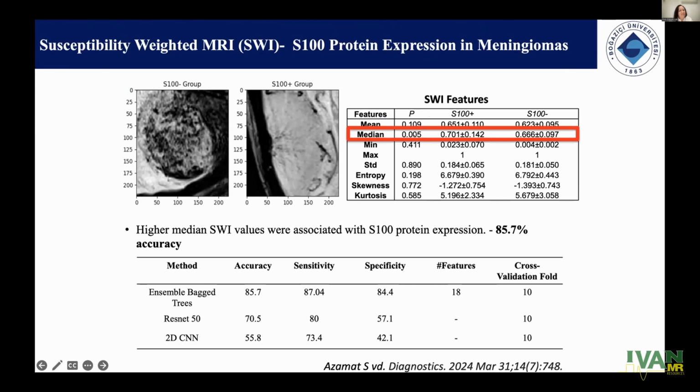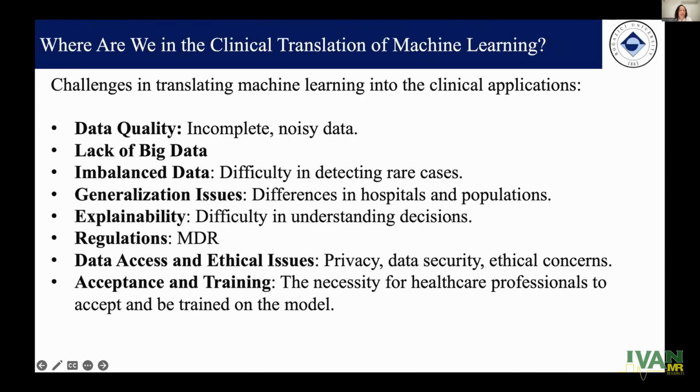As a result, our median values for the S100 positive group was higher because they had less dark spots. And we were able to predict S100 protein expression with 85% accuracy out of susceptibility-weighted MRI. So, where are we in the clinical translation of machine learning? We have been developing several techniques, and we are not, of course, the only one.